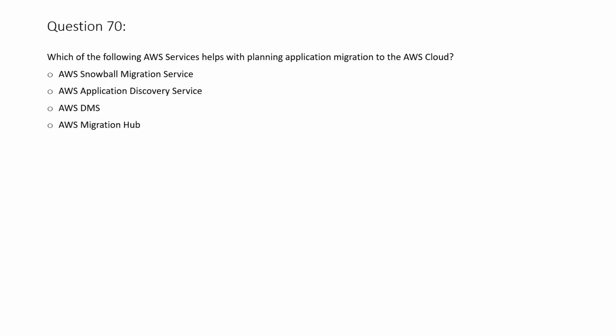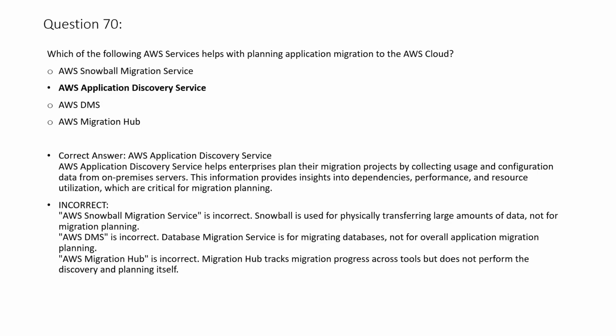Moving into question number 70. Which of the following AWS services helps with the planning application migration to the AWS cloud? The options are: option A, AWS Snowball Migration Service. Option B, AWS Application Discovery Service. Option C, AWS DMS. Option D, AWS Migration Hub. Correct answer is AWS Application Discovery Service.